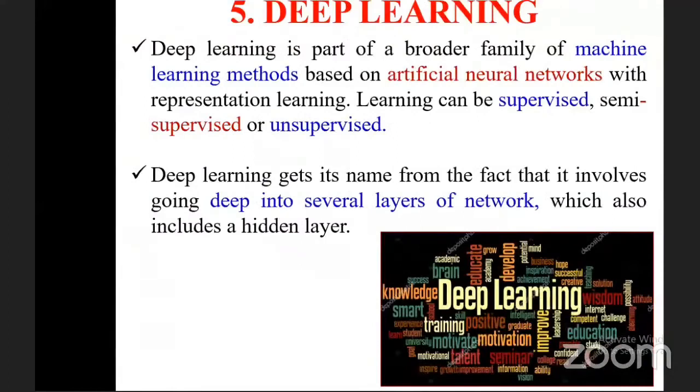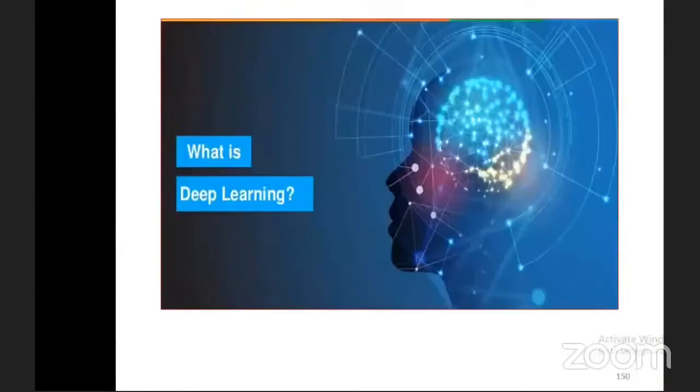My dear friends, now deep learning, the next concept, the last concept, is deep learning. What is meant by deep learning? Learning from actionable data with deep observation. N number of hidden layers and input layers we are using. Deep learning gets its name from the fact that it involves going deep into several layers of a network, which also includes hidden layers. It is a sub-branch of machine learning. Machine learning is a sub-branch of artificial intelligence. I think everybody knows what deep learning is. Learning from observational data, learning from actionable data in a deep manner.